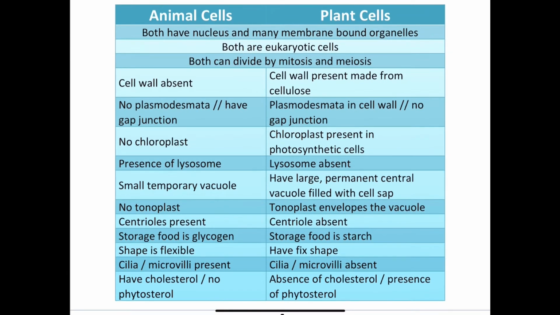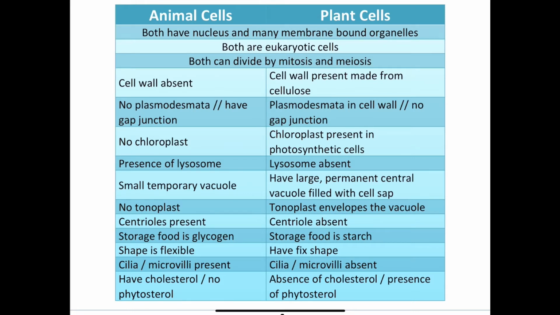In animal cell, there are presence of lysosome, while in plant cell, lysosome is absent. So lysosome ini adalah sejenis organelle yang digunakan untuk break down unwanted material in the cell. So organelle ini cuma ada di dalam animal cell. Okay, tidak ada di dalam plant cell.